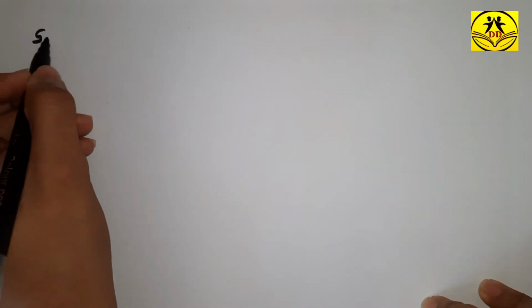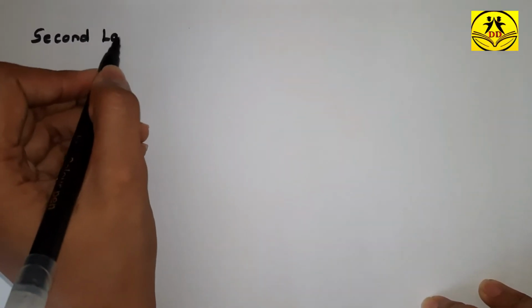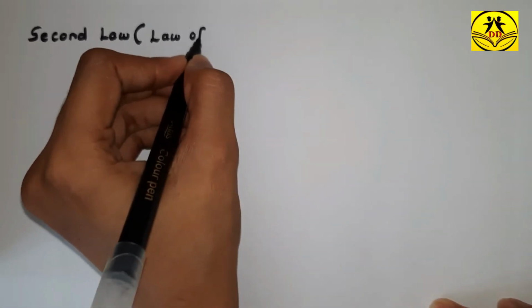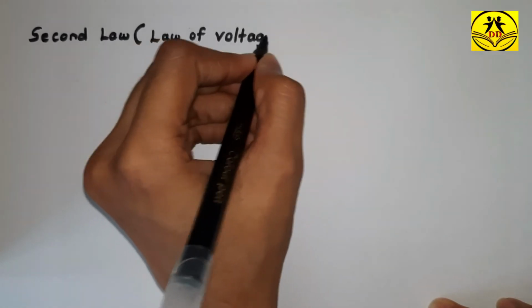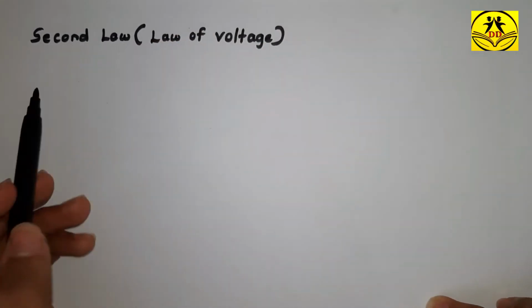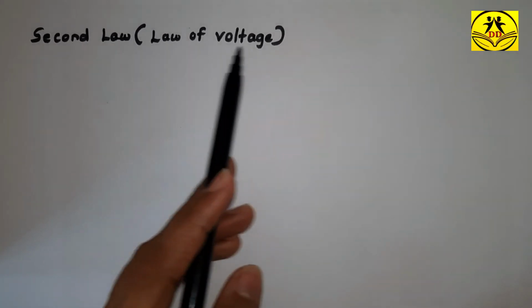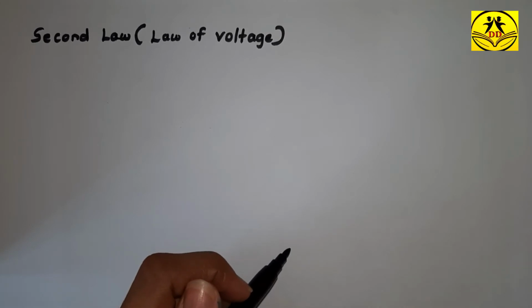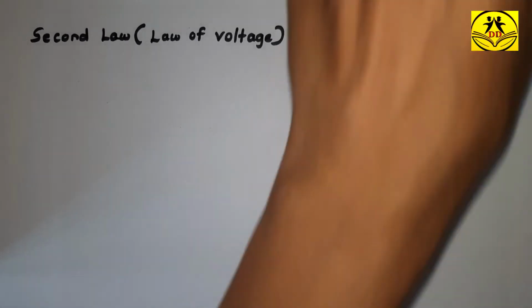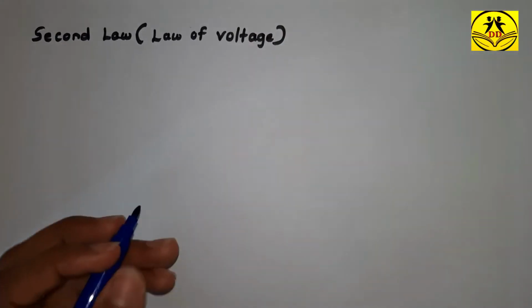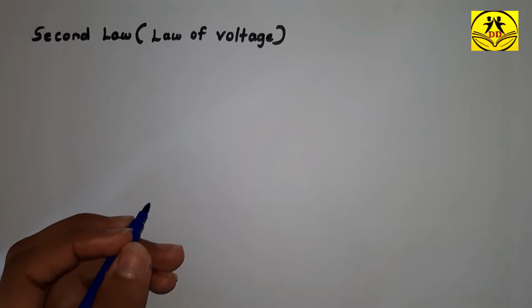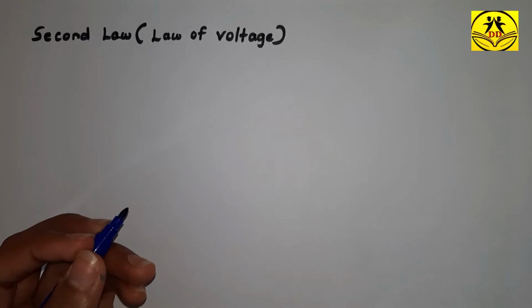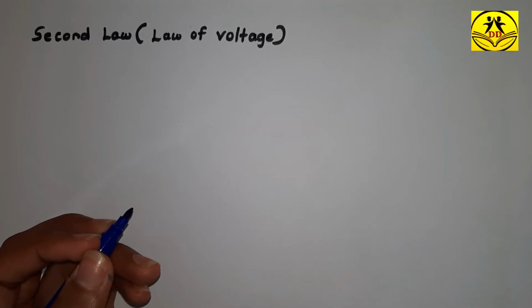Now let's see what Kirchhoff's second law is about. This is called the law of voltage. Now the first law was called the law of current, and Kirchhoff's second law is called the law of voltage. Now let's see what Kirchhoff's second law says. It says in any closed circuit, the algebraic sum of the products of currents and resistances to a selected direction of a loop is equal to the algebraic sum of electromotive forces towards the same direction.